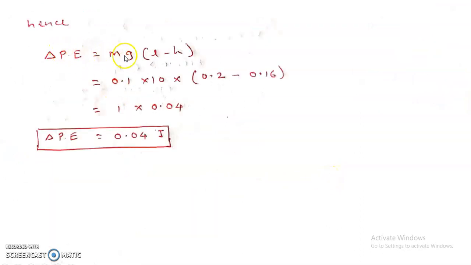So potential energy is equal to mg into L minus h. M is 0.1, g is 10, L is 0.2, h is 0.16. After solving this, 0.1 into 10 is 1 and this subtraction is 0.04. So the multiplication is 0.04 joule, and this is the value of the increase in potential energy. So the increase in potential energy is 0.04 joule. So that's it in this problem. Thank you.